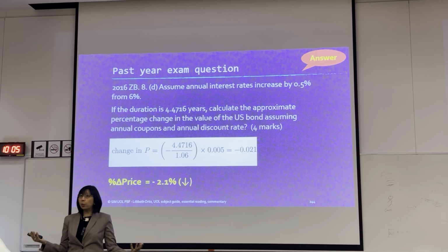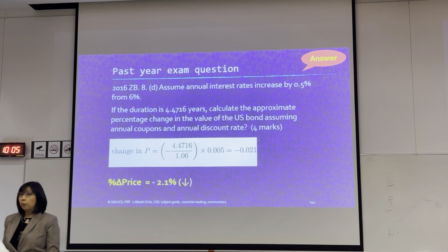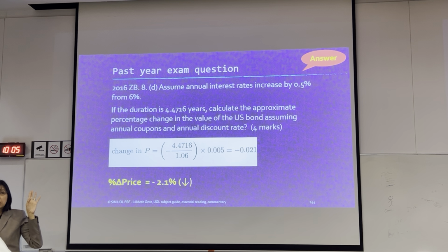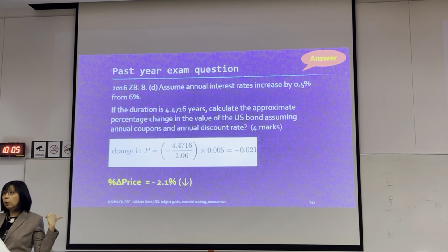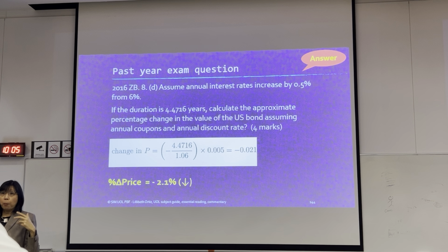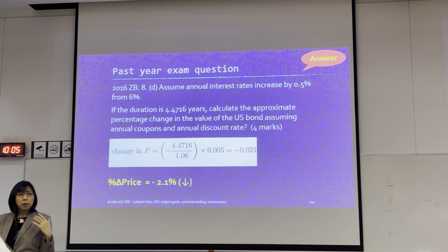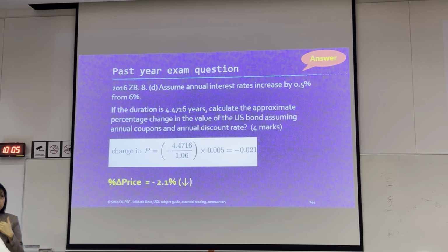So not good for you if you own the bond. If you own the bond and there's an increase in interest rate, even if it's only a 0.5 increase, you will lose 2.1% of the value of your bond investment. So that's why duration is important. It tells us how much the price of your bond will change.